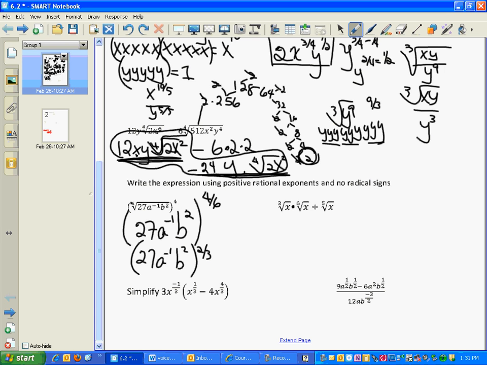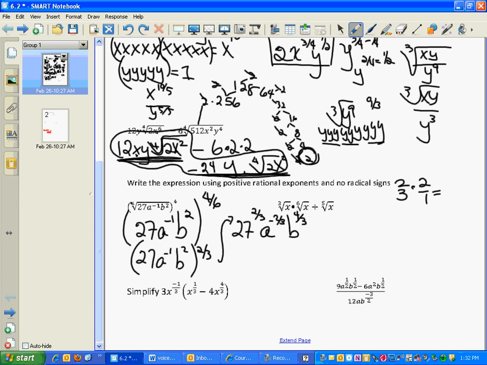All right, so what's your rule for raising a power to a power? All right, so that's 27 to the 2/3, a to the negative 2/3, b to the 2/3 times 2/1, 4/3. Numerator times numerator, denominator times denominator.